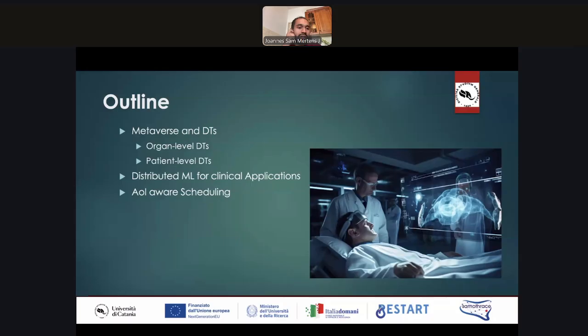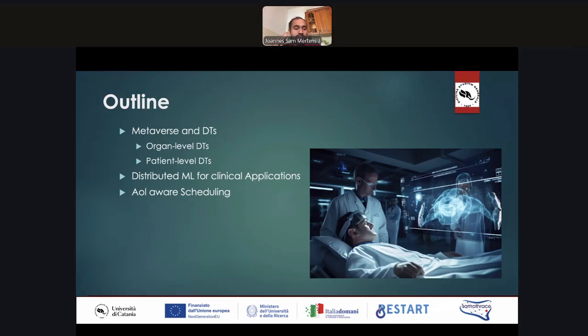Today I will talk about the role of the metaverse and digital twins in healthcare: why we go for a metaverse, what the applications are, and what we have developed so far with our PhD students and colleagues. In that we will go into two specific areas. One is the development of digital twins at the organ level, meaning we develop digital twins for specific organs like the heart, lungs or kidney.